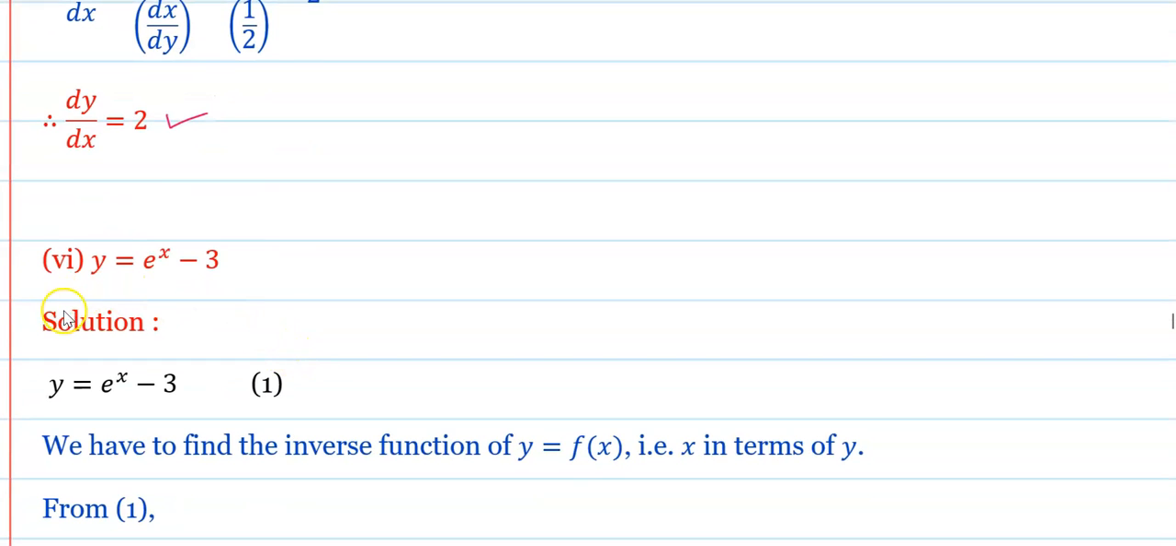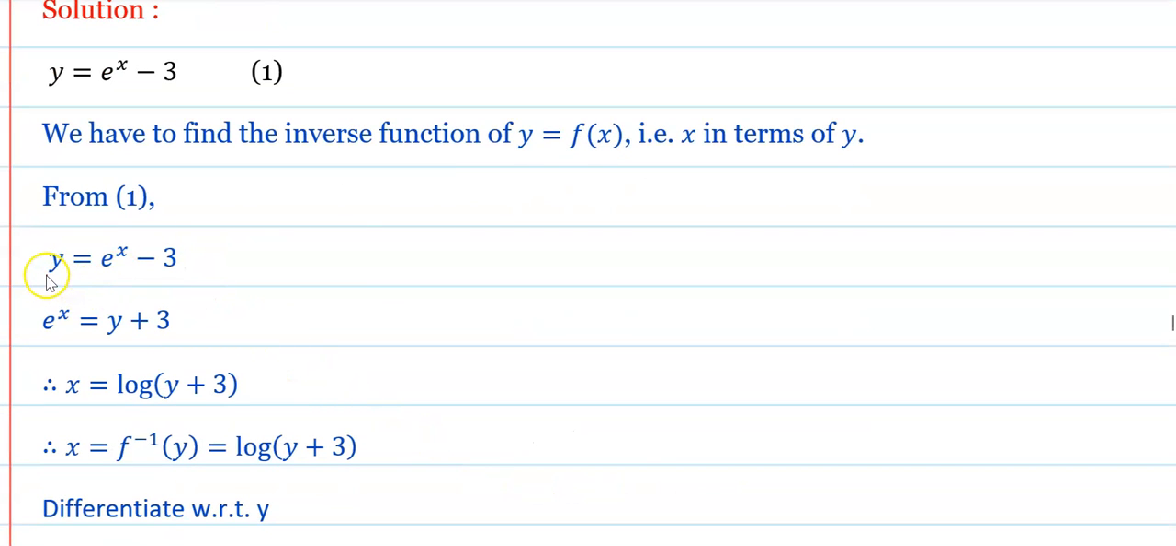Okay. Next one, problem number 6. Y is equal to e raised to x minus 3. And we will express this, that is x in terms of y. Okay. We have to find the inverse function of y is equal to f of x, that is x in terms of y. Therefore, again, y is equal to e raised to x minus 3.